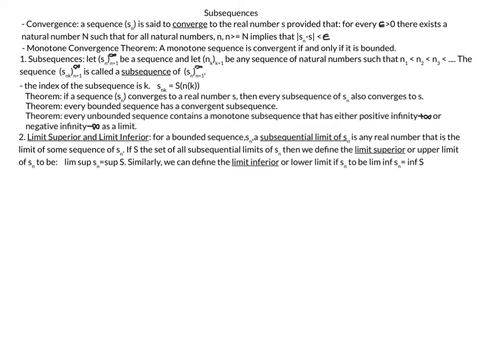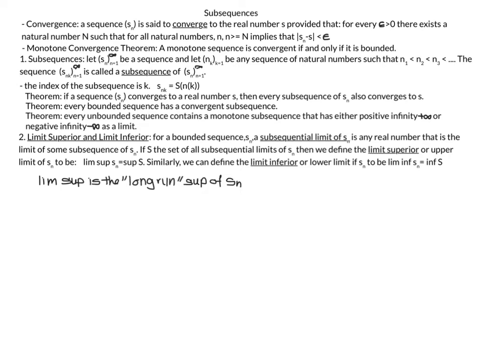For a bounded sequence S_n, a subsequential limit of S_n is any real number that is the limit of some subsequence of S_n. If S is the set of all subsequential limits of S_n, then we define the limit superior or upper limit of S_n to be lim sup S_n equals sup S. And again, S is the set of all subsequential limits of S_n. Similarly, we can define the limit inferior or lower limit of S_n to be lim inf S_n equals inf S.